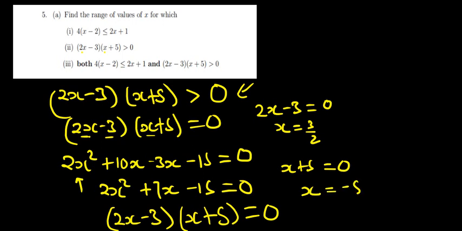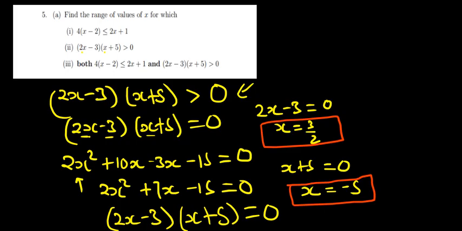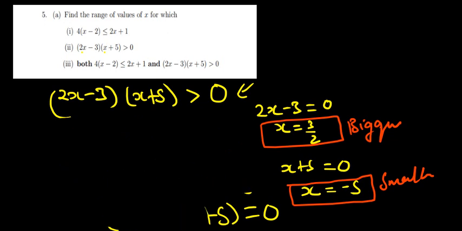Now look at the two numbers that I've found. This is the first one, and this is the second one. Which one is bigger between 3 over 2 and minus 5? We see that this one here will be the bigger number, and this one here will be the smaller number. From that we are going to come up with a simple way of finding the answers if you have an inequality symbol there, whether it's less than or greater than.